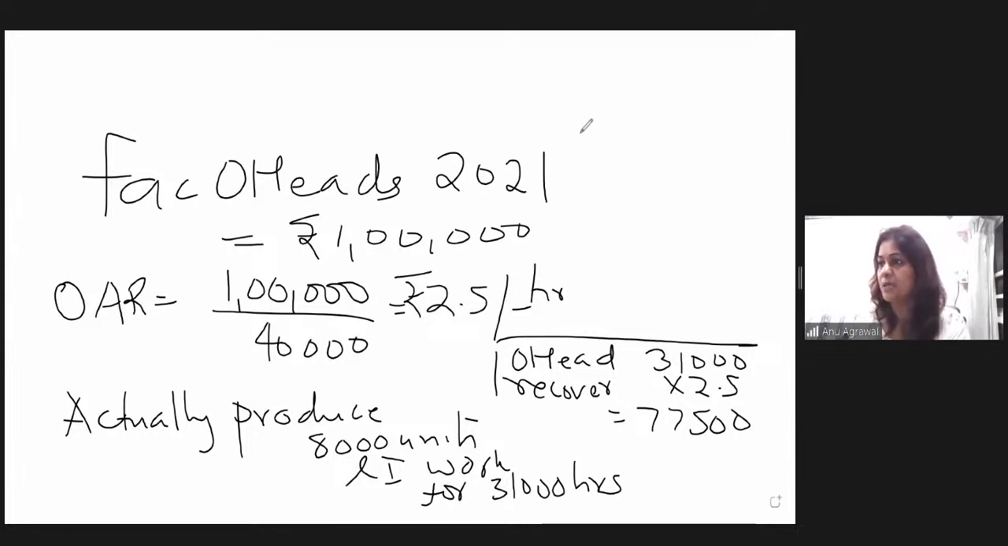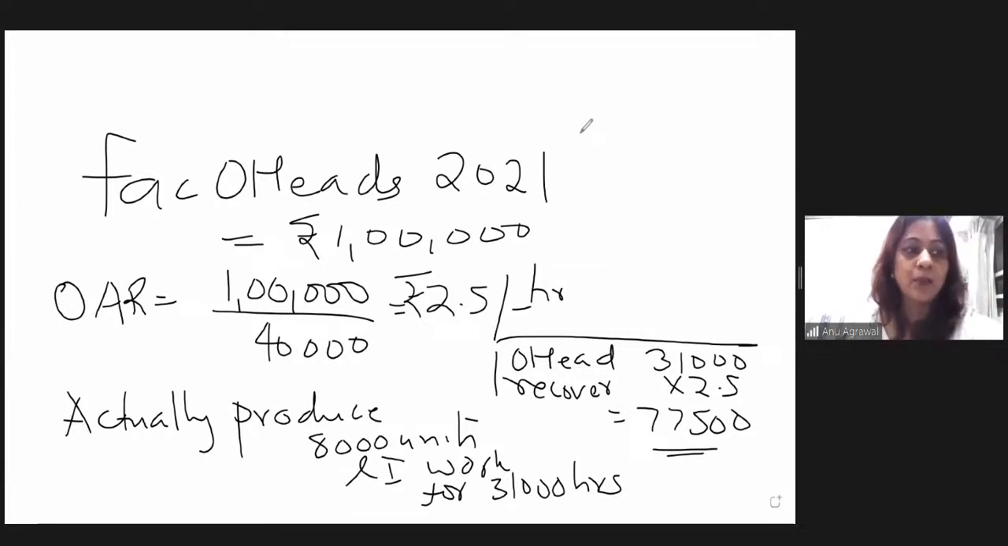So Christina, am I clear? Am I very sound and clear? Because I was supposed to come to under and over absorption after this, but thanks to you because you asked a question. Can you see I'm not able to recover all my overheads? With respect to my budgeted overheads, I budgeted factory overheads of 1 lakh, but I could recover only 77,500. The balance overheads, which I could not recover, are under absorbed overheads. Under absorbed, why? Because the overheads are incurred, but I'm not able to charge them.